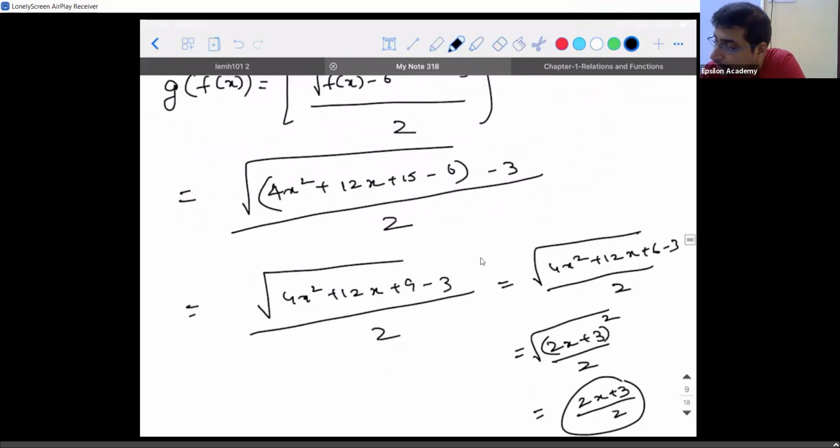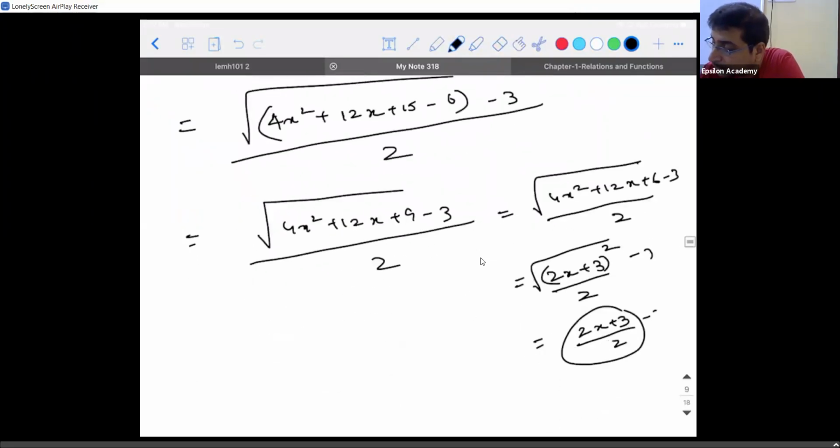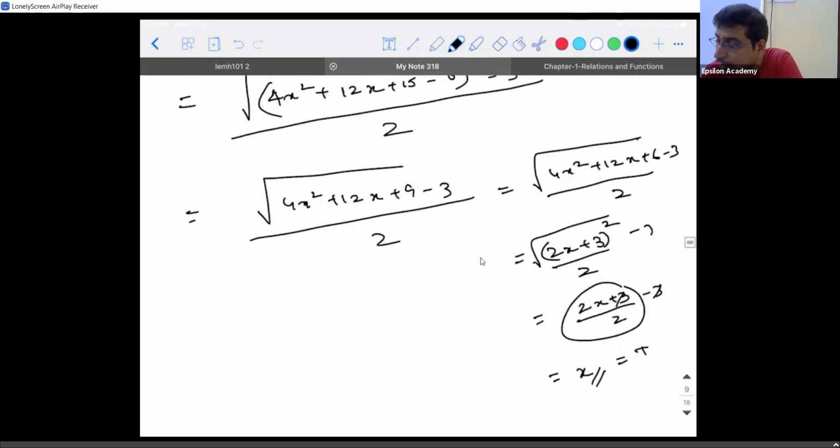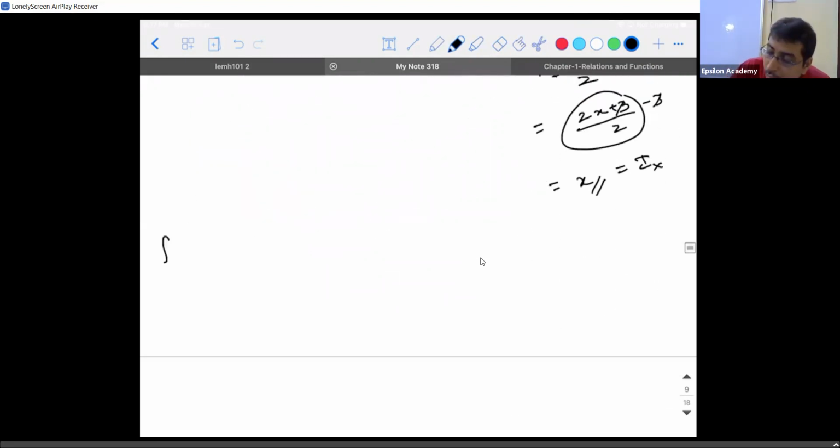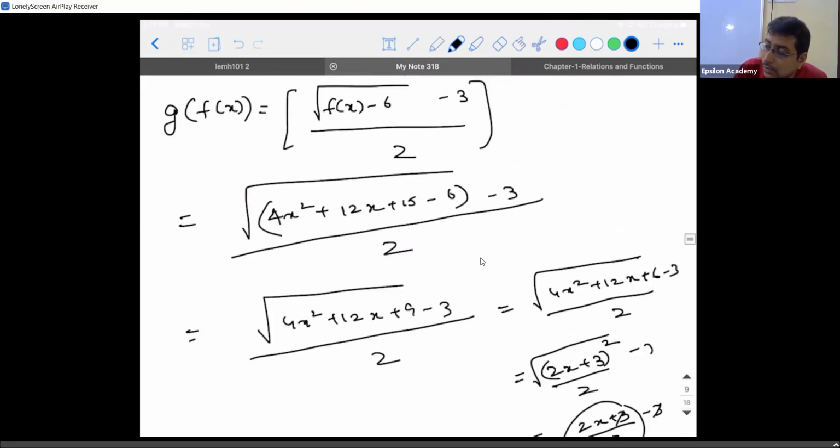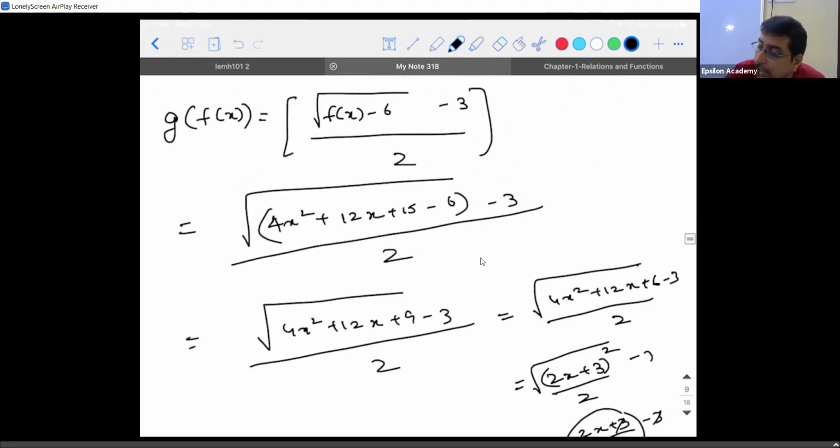This will be minus 3, 2x plus 3, minus 3, 3 and 3 are gone, it will be x. So there is nothing but I of x. And that equation should be 4x square plus 12x plus 9, sir. Yes, sir, that one. 4x square plus 12x plus 9 minus 3.